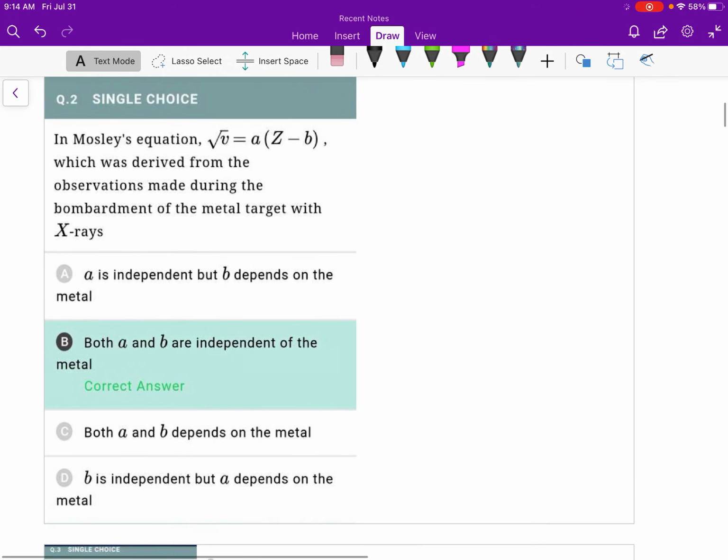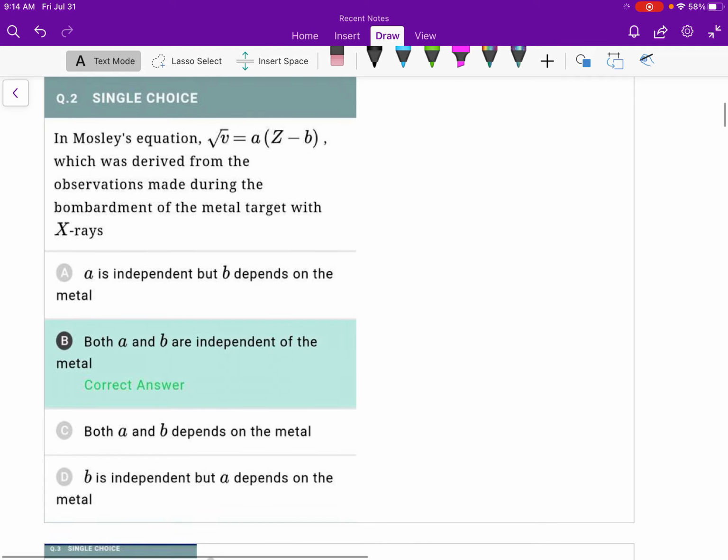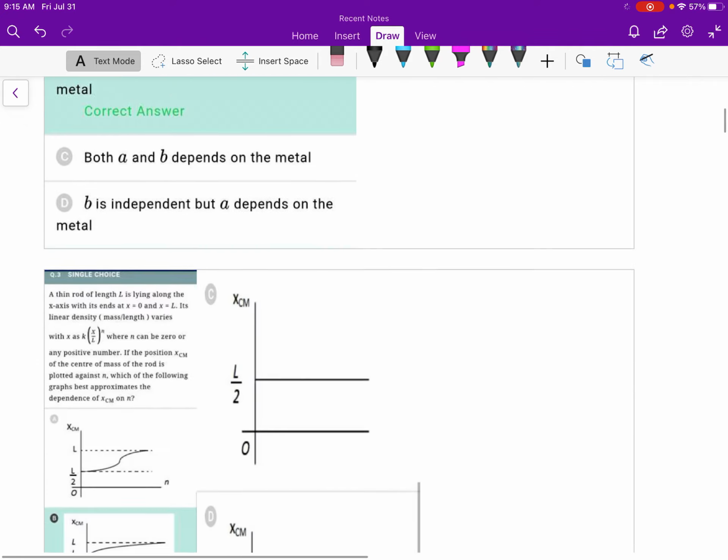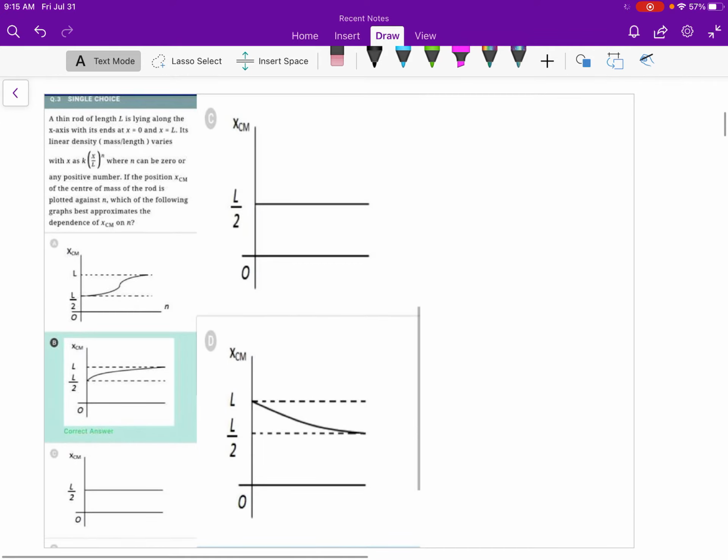Next question. In Moseley's equation, under root nu equals a z minus b. So a and b both depend on the spectral line, which line we are observing. They are independent of atomic number, independent of the metal. So they are independent. B is the correct option.